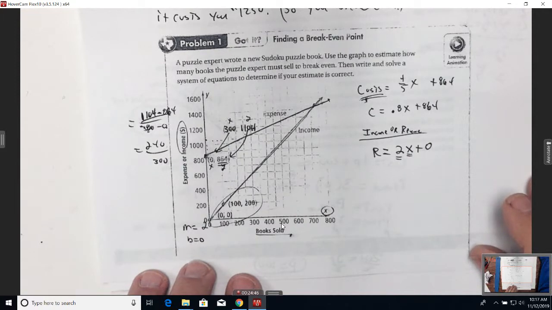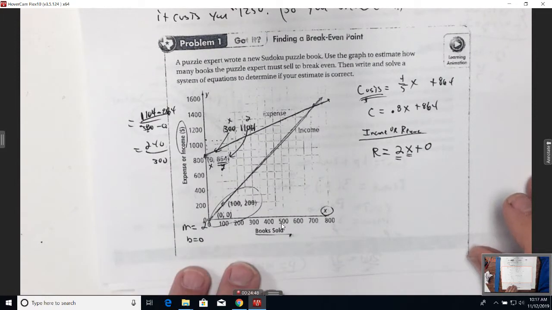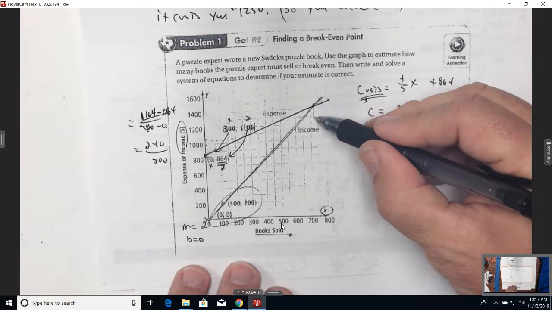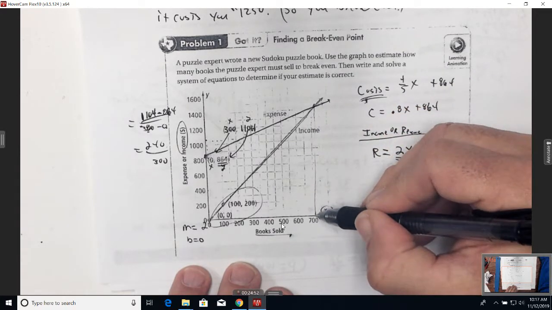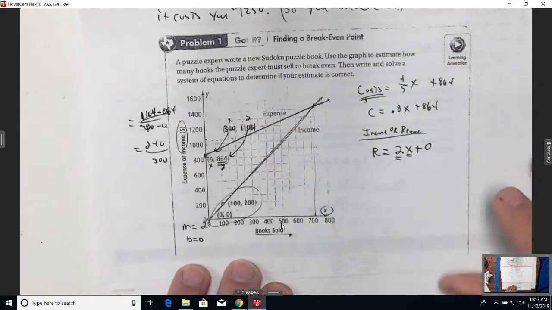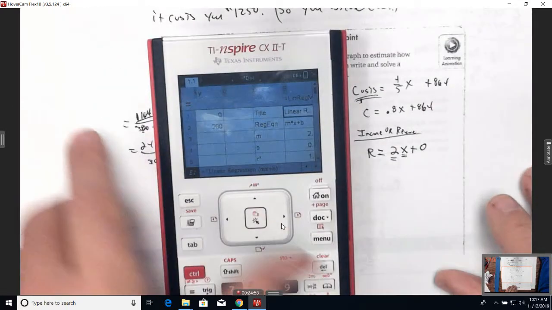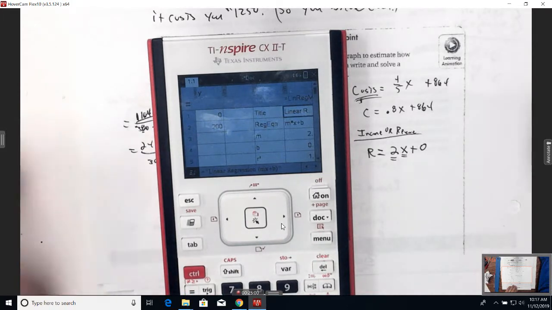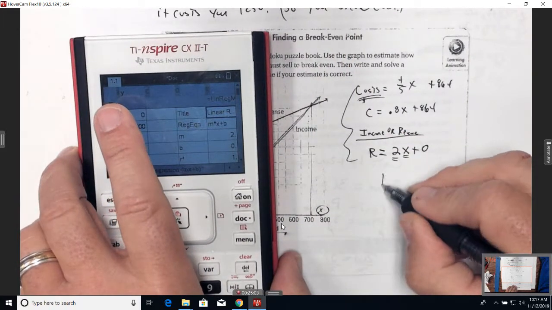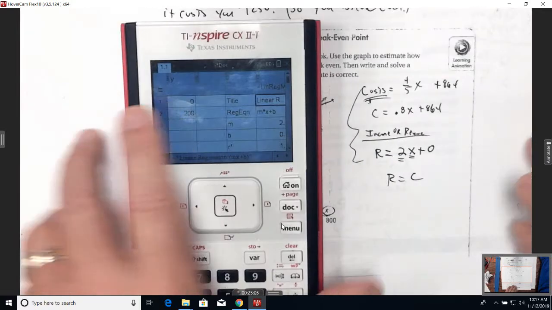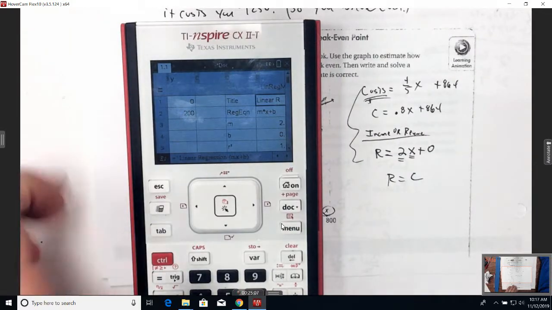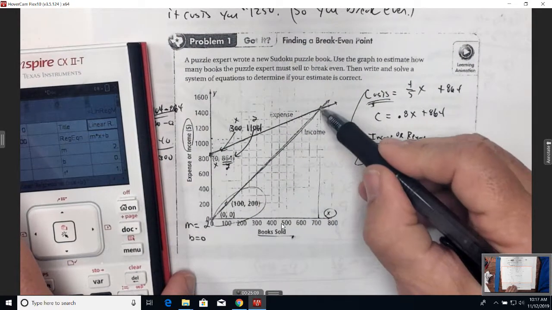Okay? Where is that break-even point? How many books do you have to sell? Well, it looks like to me it's somewhere around 700, a little bit bigger than 700, and a little bit bigger than 1,400. How do I find exactly where that is? What method are we going to use to solve this system of equations to figure out when my revenue is equal to my cost? When these two lines are the same, where they share the same point.